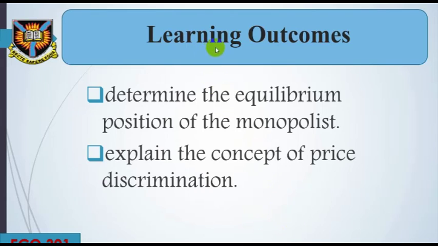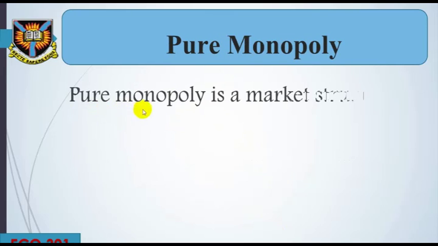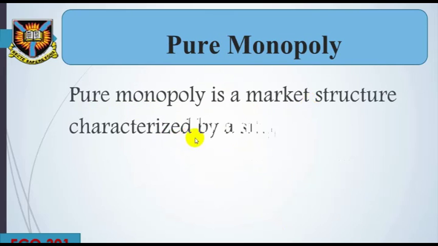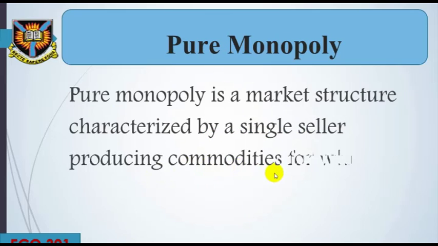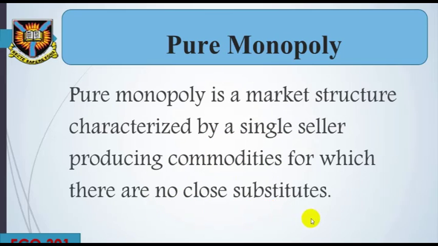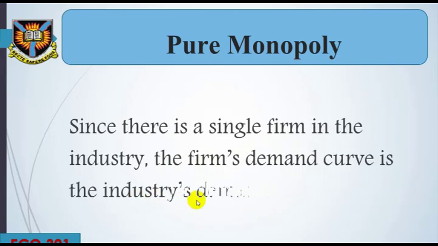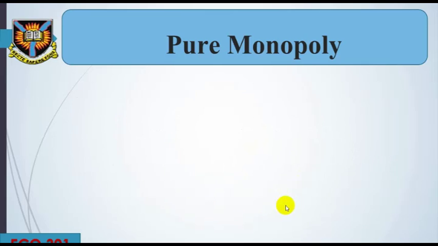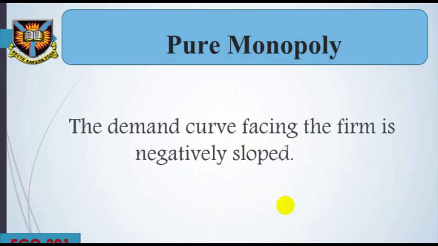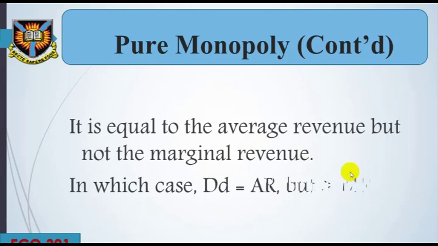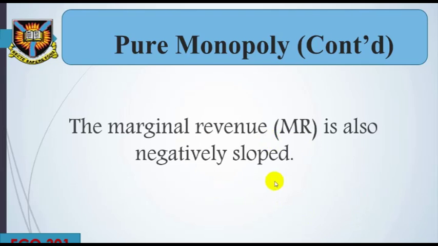Pure monopoly. Pure monopoly is a market structure characterized by a single seller producing commodities for which there are no close substitutes. Since there is a single firm in the industry, the firm's demand curve is the industry's demand curve. The demand curve facing the firm is negatively sloped. It is equal to the average revenue but not the marginal revenue, in which case DD is equal to AR but greater than MR. The marginal revenue MR is also negatively sloped.